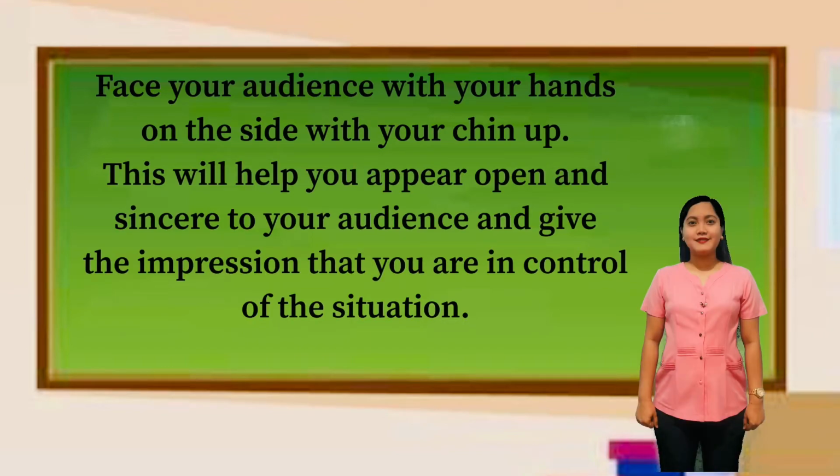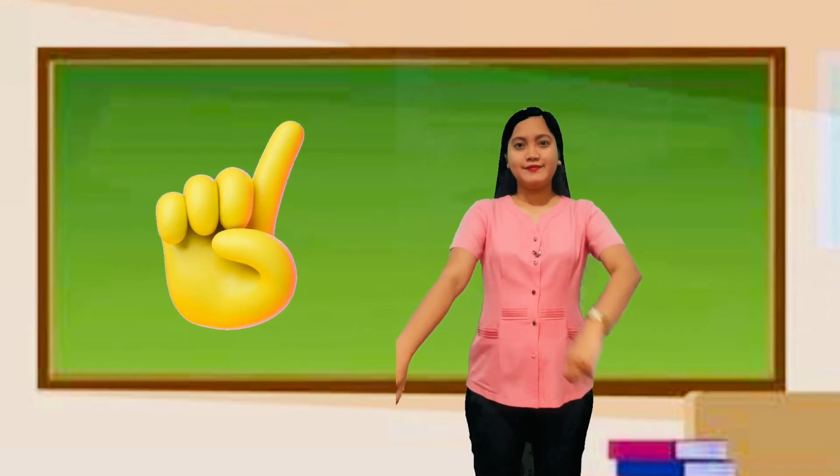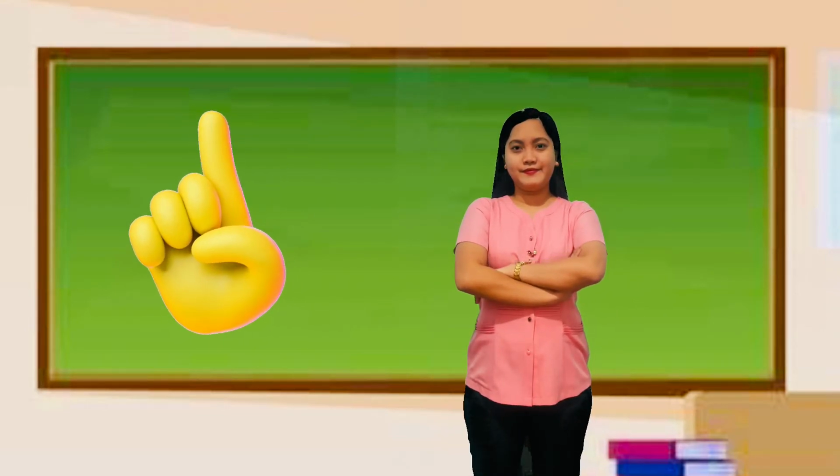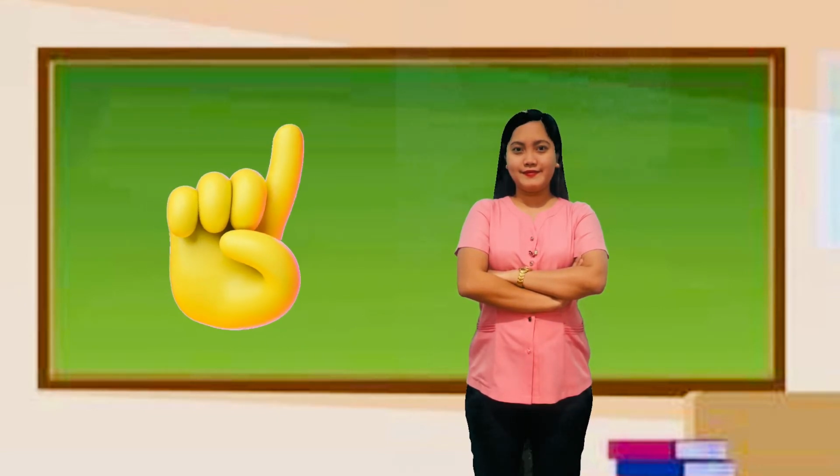Face your audience with your hands on the side with your chin up. This will help you appear open and sincere to your audience and give the impression that you are in control of the situation. Avoid the following: crossing your arms. It makes you look defensive, and perhaps the most common body language.